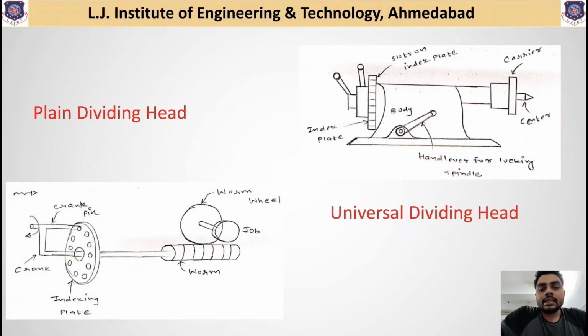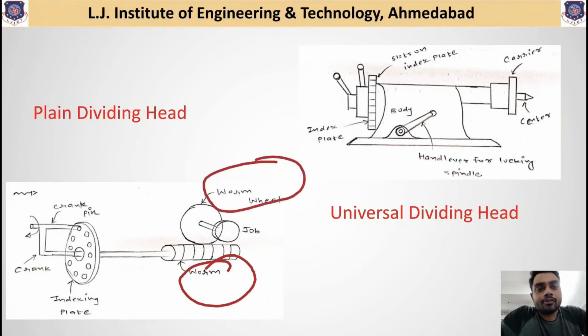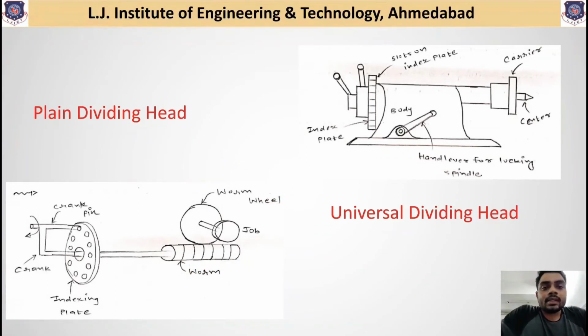the universal dividing head. This universal dividing head has a similar arrangement to that of the plane dividing head, but it has two extra parts, that is the worm and worm wheel. This extra arrangement helps us obtain more than 24 equal divisions on the workpiece. So let us understand the working of this universal dividing head.